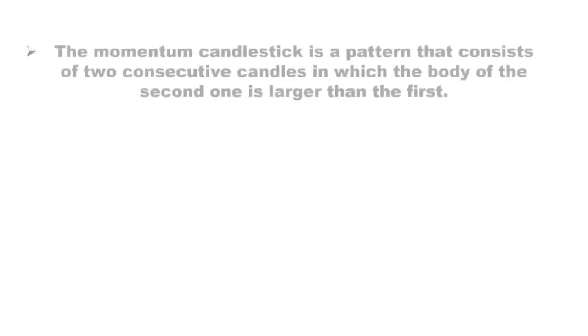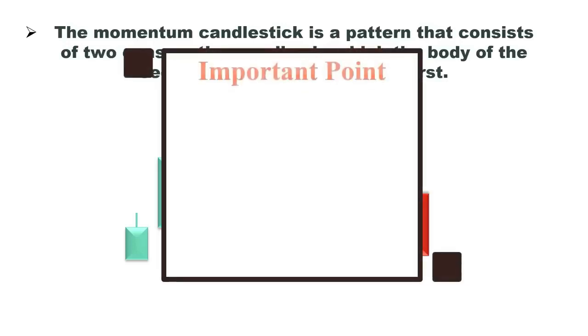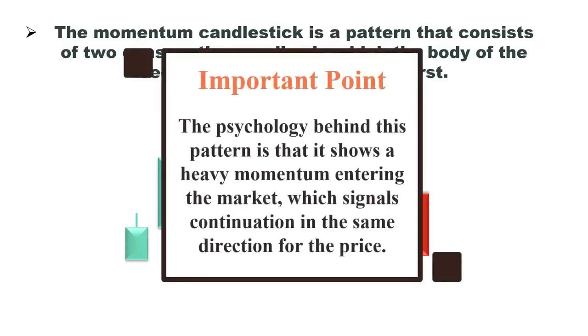The momentum candlestick is a pattern that consists of 2 consecutive candles in which the body of the second one is larger than the first. The psychology behind this pattern is that it shows a heavy momentum entering the market, which signals continuation in the same direction for the price.